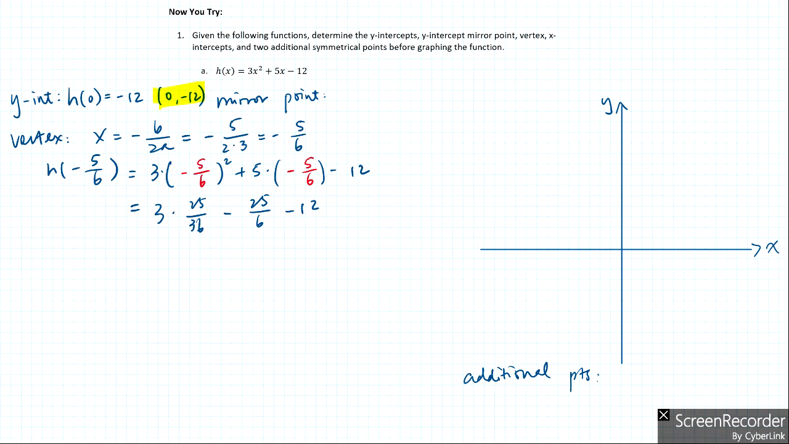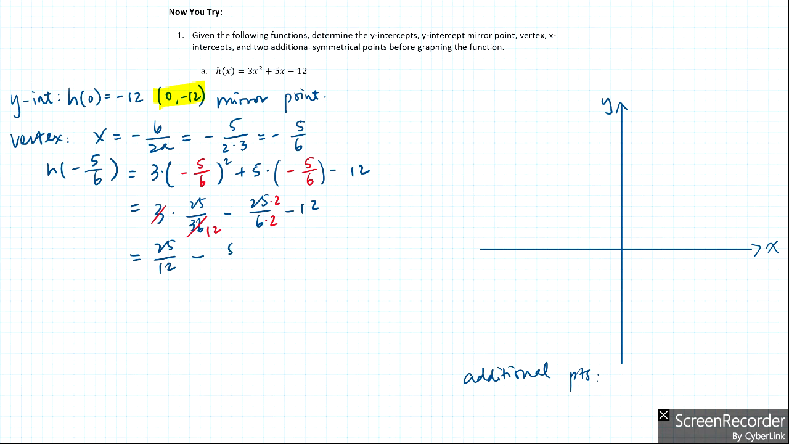Take your time to do these arithmetic operations. Be careful not to make any mistakes along the way, because these numbers tend to have a lot of fractions. And here we can have some cancellation. 3 and 36 cancel out to have a factor of 12 in the denominator. If we bring this down, this now becomes 25 over 12 minus 25 over 6. In order to get a common denominator, we can multiply by 2 on both sides to achieve the denominator of 12 for this fraction.